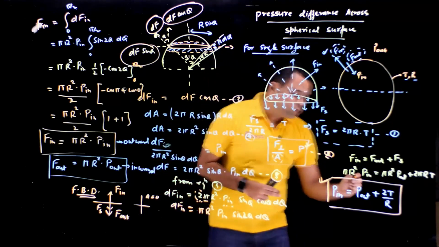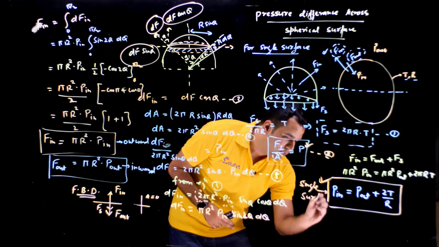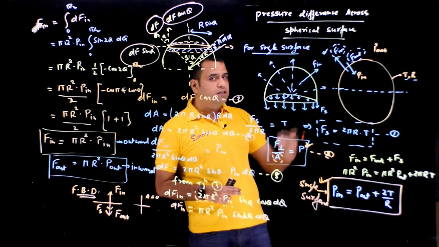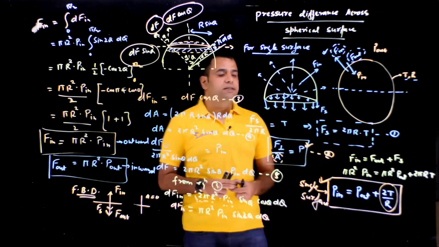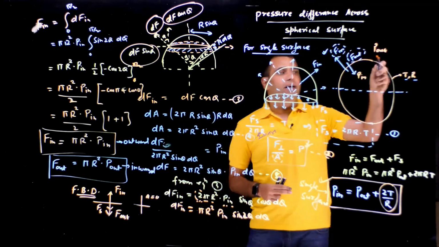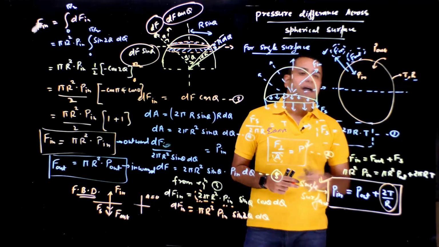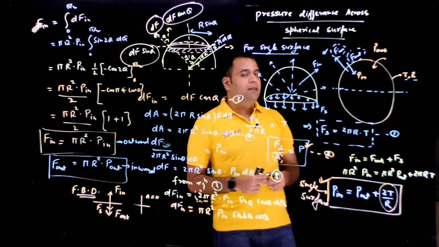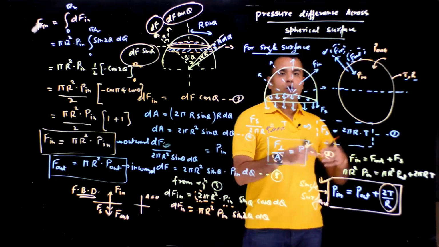One more thing, this formula is only valid for a single surface. Whenever you cross a spherical surface, there is always a pressure change happening, and that pressure change is equivalent to 2T by R. So the inside pressure is more. Whenever you try to come inside from the outside, there will always be a pressure rise equivalent to 2T by R. And when you go from inside to outside, there will be a pressure drop equivalent to 2T by R. And if there are two surfaces, you have to cross them twice.